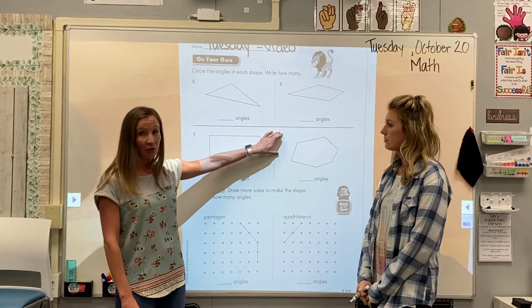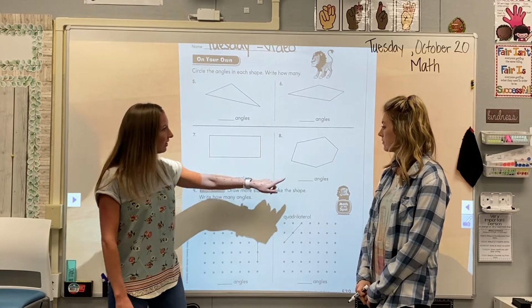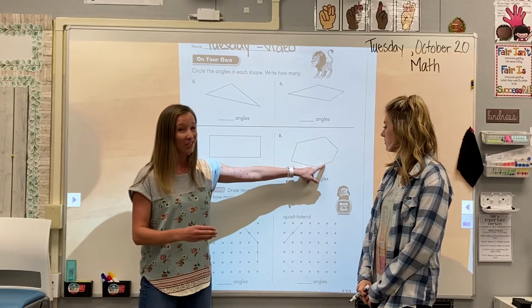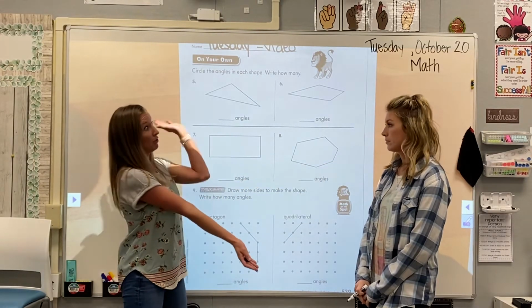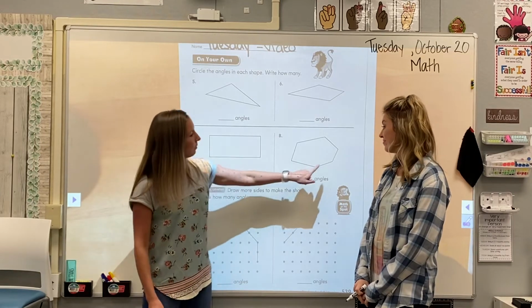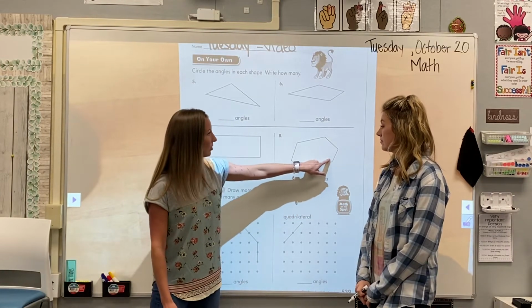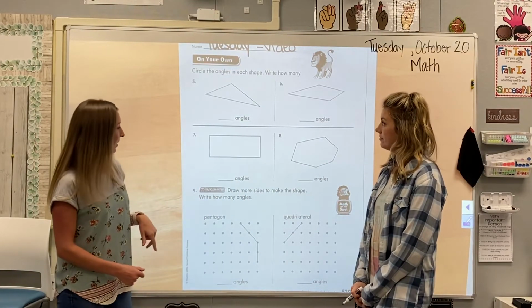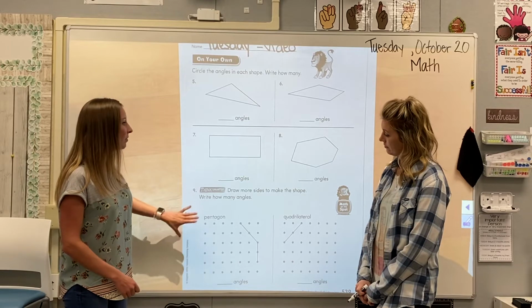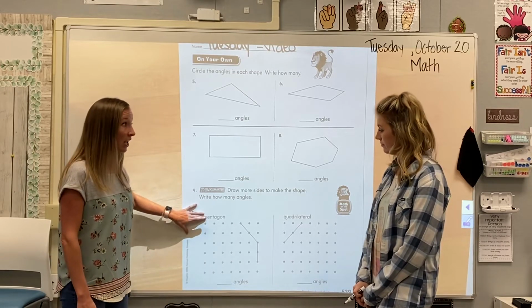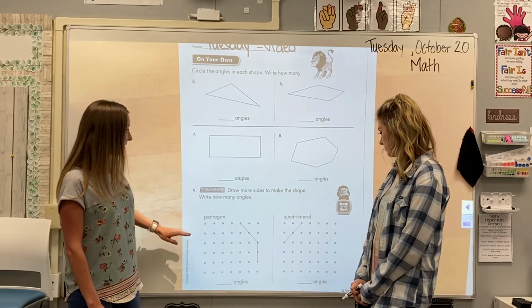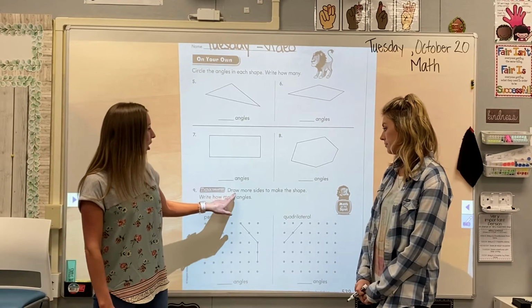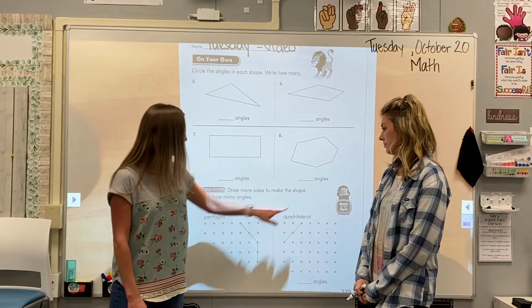I would be careful with number 8 because there's a couple that, if you're not looking carefully, almost look like they're not an angle because the mouth is really, really big. But there's actually an angle right here. So don't forget about the ones that look like a really big mouth. Now, down at the bottom, this looks similar to something we did yesterday. We have these little dots on the paper, and the directions say, draw more sides to make the shape.